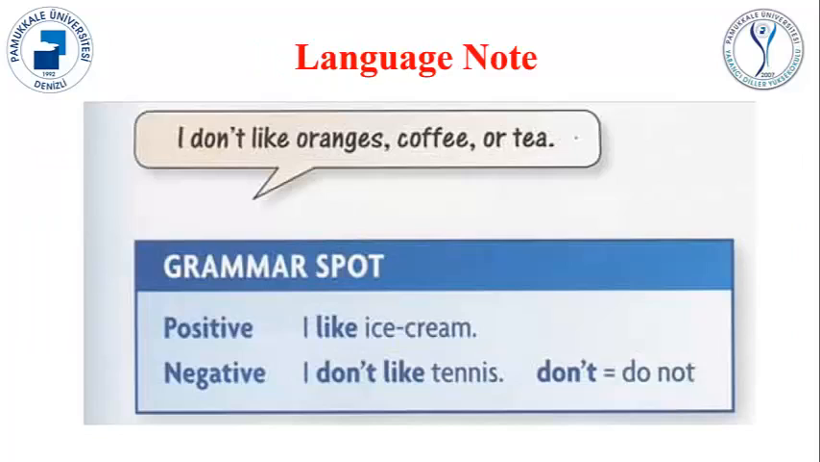Language note, I don't like oranges, coffee, or tea. We use positive form, I like ice cream, negative form, I don't like. Okay, don't means do not.